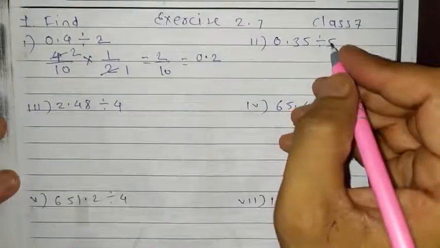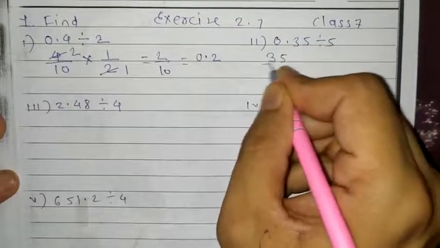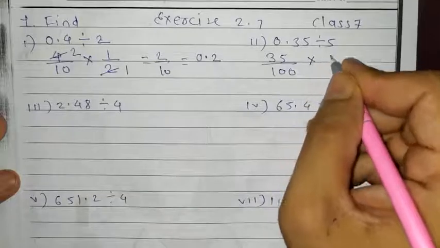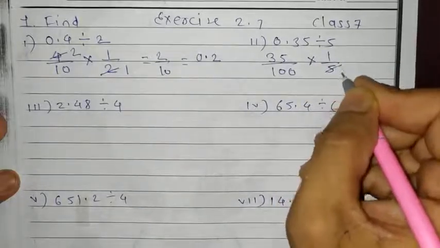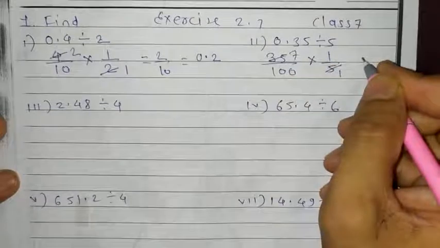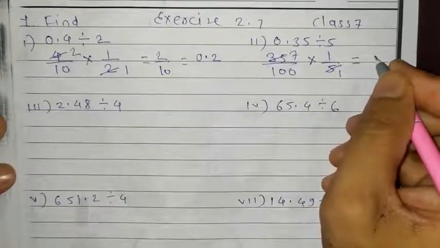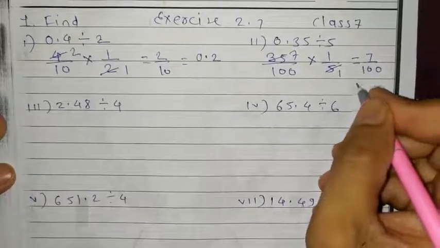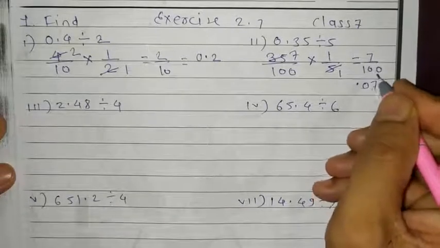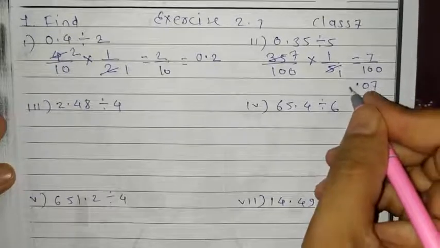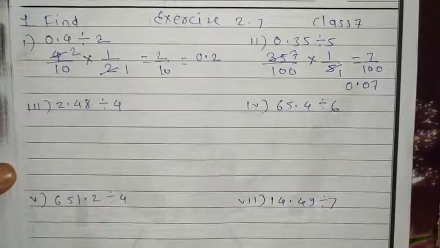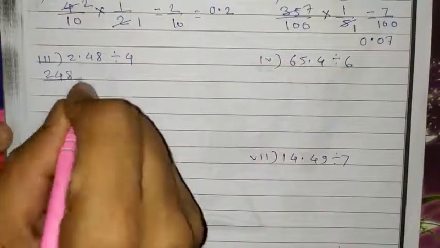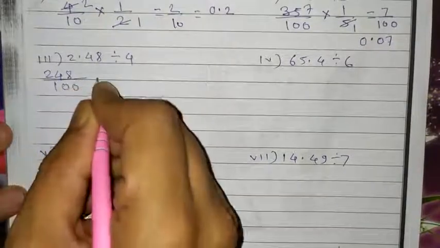Then for the second question, write the number upon 100, because after the point there are 2 numbers. Reciprocal, because we are changing the sign, 1 upon 5. 5 ones are 5, 5 sevens are 35. So it means the answer is 7 upon 100. 7 upon 100 means 0.07, because 2 zeros are there. So after the point 2 numbers should be there. So the answer is 0.07. For the third question, write the complete number without the point divided by 100.